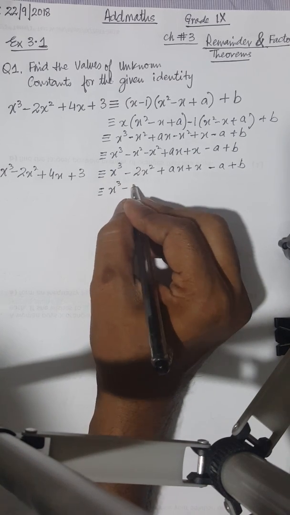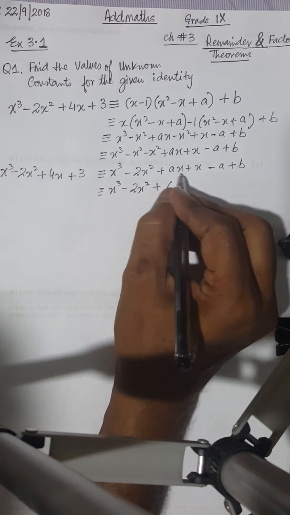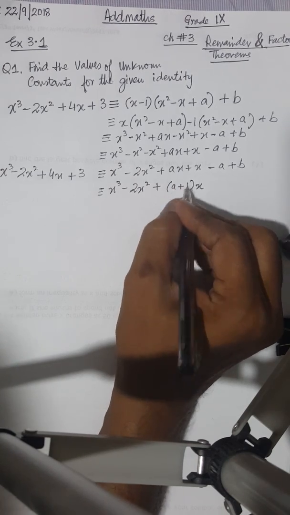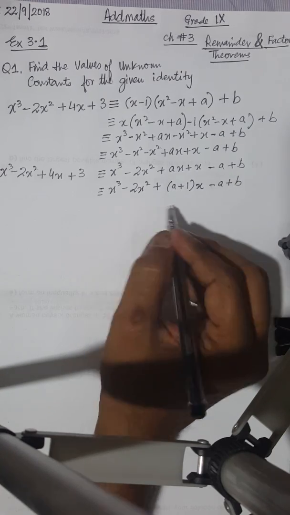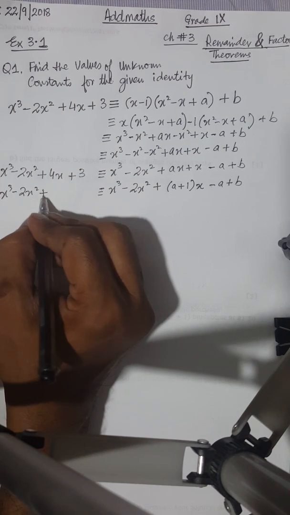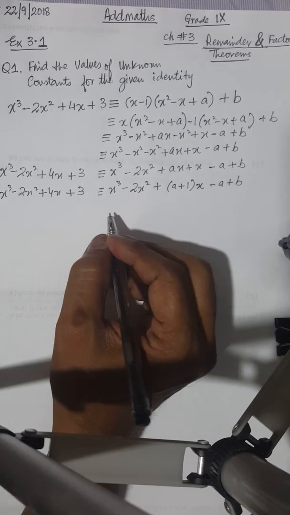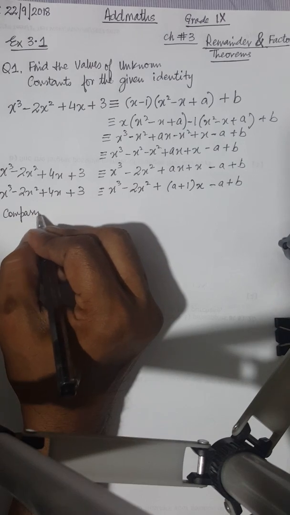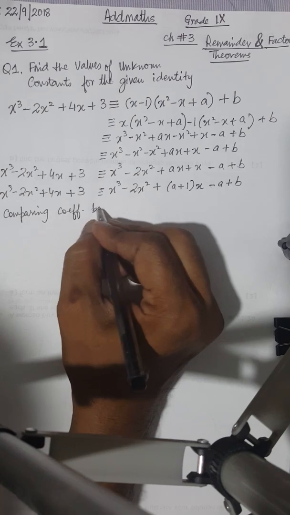x cube minus 2x square plus. Now I'm going to take out this x common, so I will have (a plus 1) x and minus a plus b. Now we need to compare both the sides, x cube minus 2x square plus 4x plus 3. So first of all, we'll compare the coefficients. Comparing coefficients of both sides.